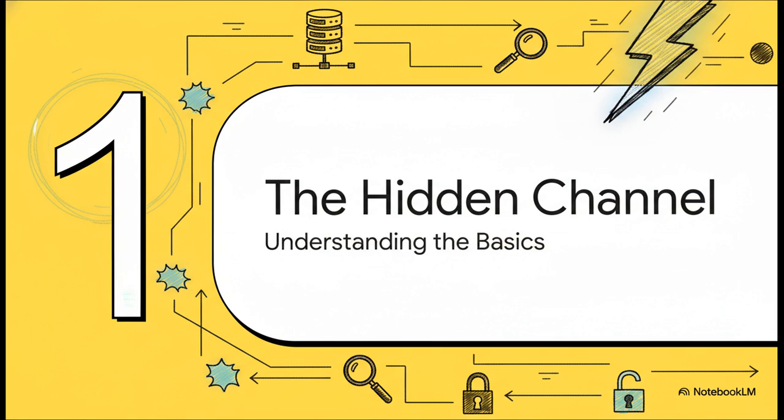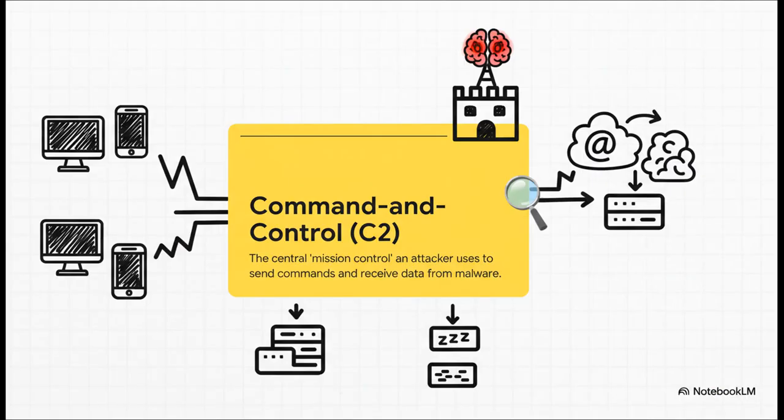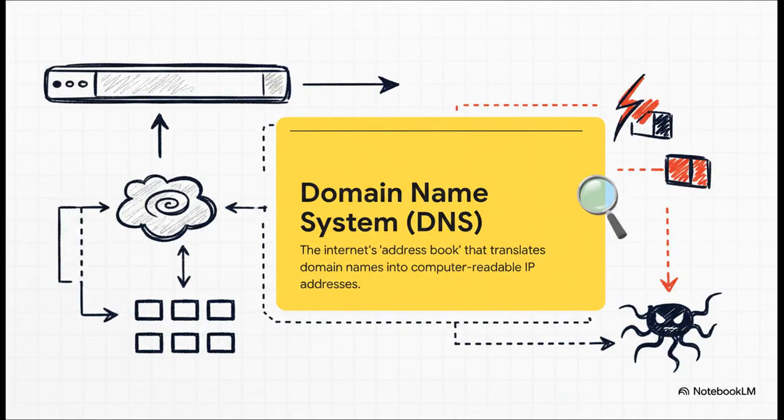To really get how attackers hide their messages, we first need to understand the postal system they're using. Okay, first concept you gotta know is command and control, or C2 for short. Think of this as the brain of the whole operation. It's mission control. It's the server that's sending out the orders: steal this data, spread to that computer, launch an attack now. Without C2, the malware is basically just useless, dormant code.